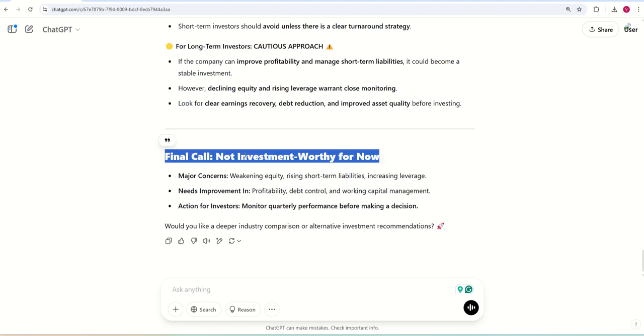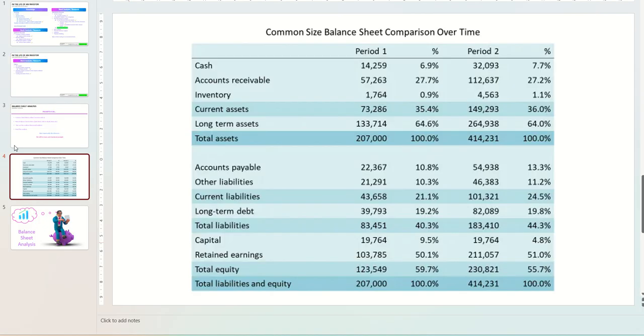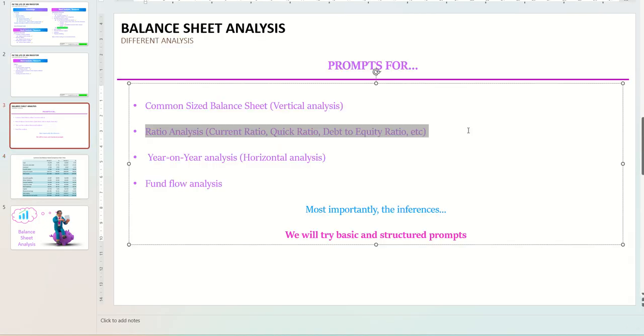So based on the balance sheet you have given and the common size analysis, the model has decided that it is not investment worthy for now. So friends, in the next video, we will come back with the next topic on ratio analysis and inferences.